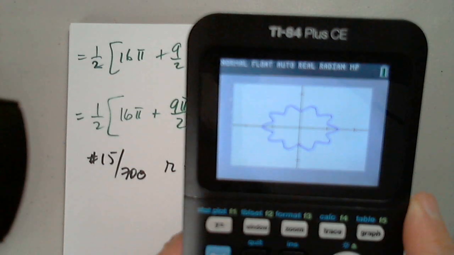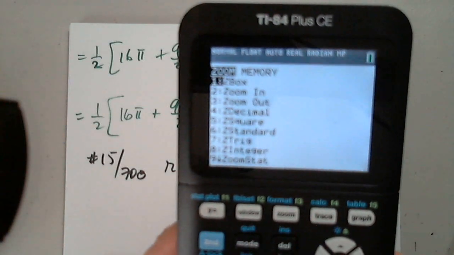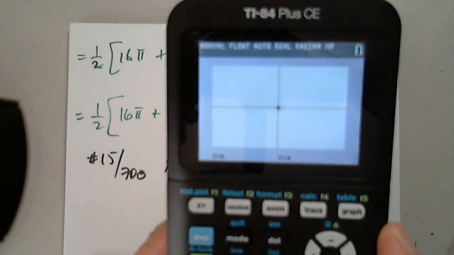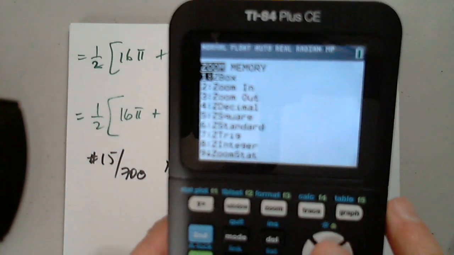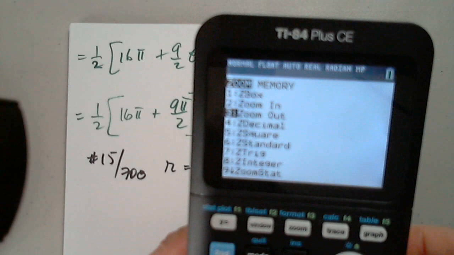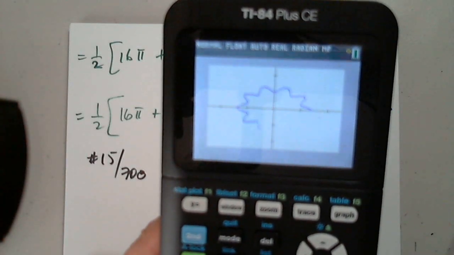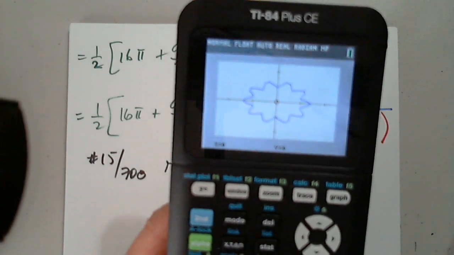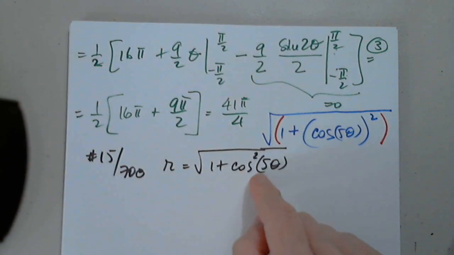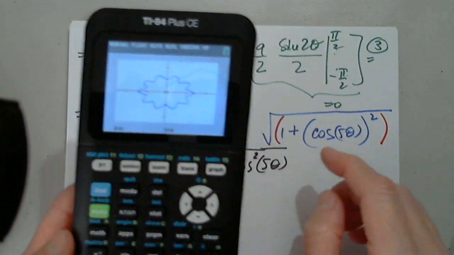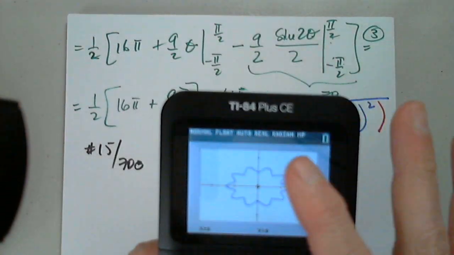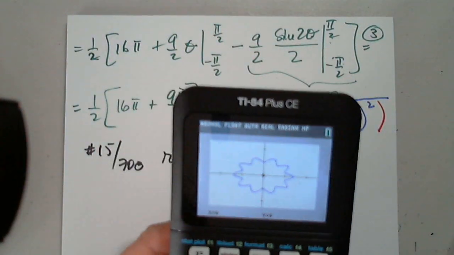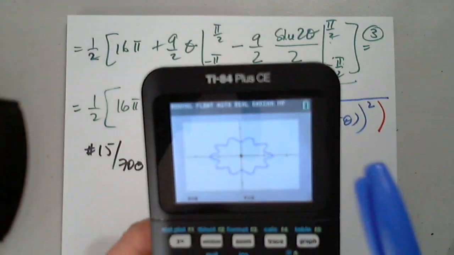Oh, quite nice. Let me see if I need to zoom in to see it better. Okay, no, that was the best. Perfect. So here's the graph of the square root of 1 plus cosine squared of 5 theta in polar coordinates. Okay, so they're asking us to find the area enclosed. All we need to determine is the area.